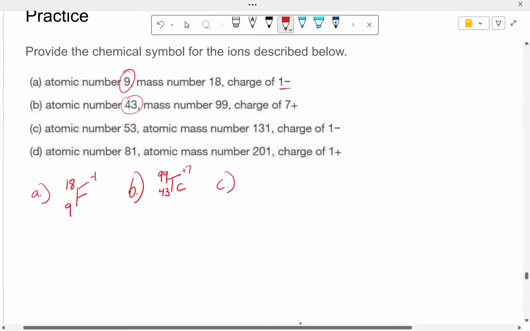So for C, the atomic number is 53. So I'm going to go look that up on the periodic table. What element is that? That is iodine. And that atomic number goes lower left. Mass number is 131. As a side note here, atomic mass number and mass number, same term. So don't worry about the fact that there's that extra atomic mass number. It just means the same thing. And then there's a charge of -1.